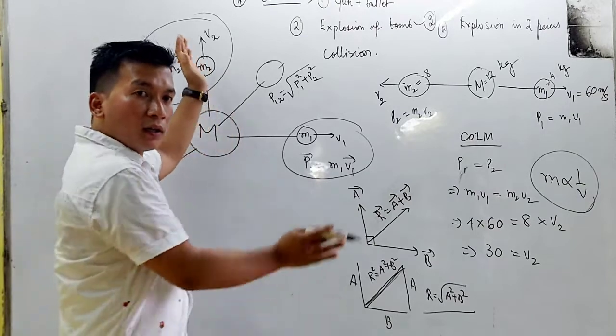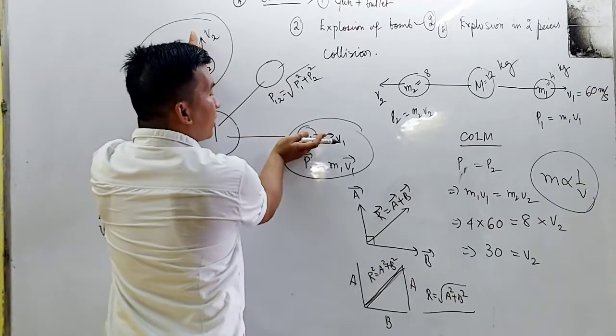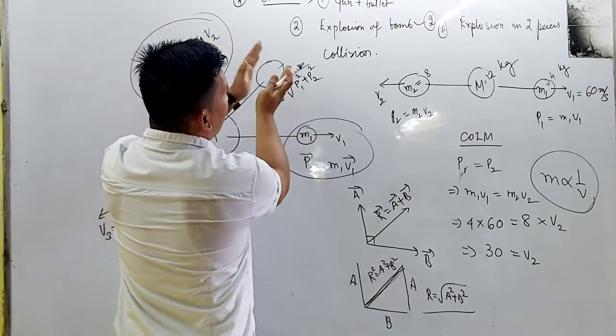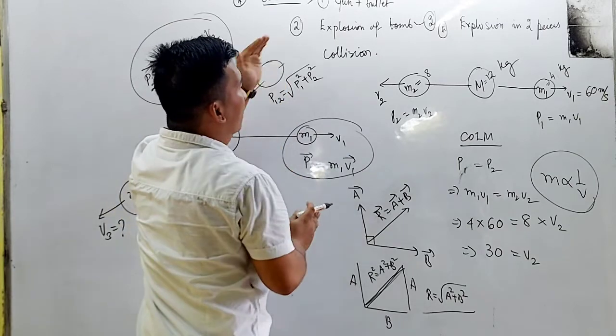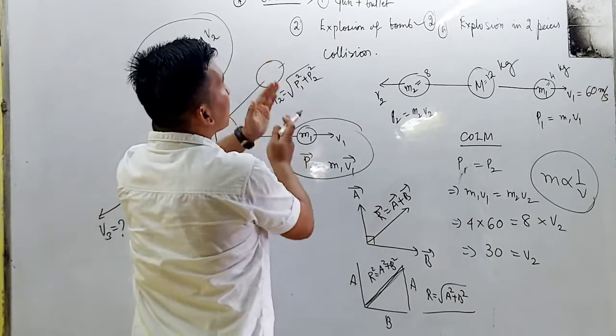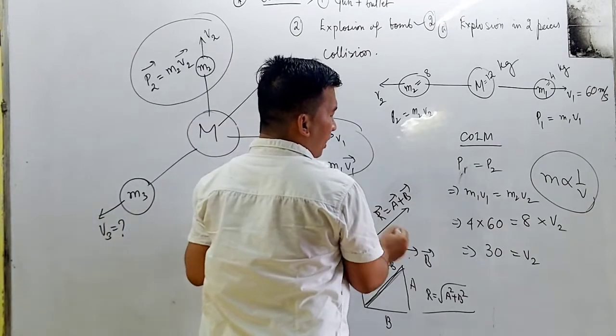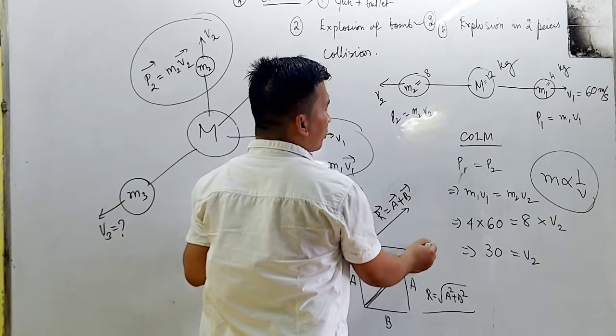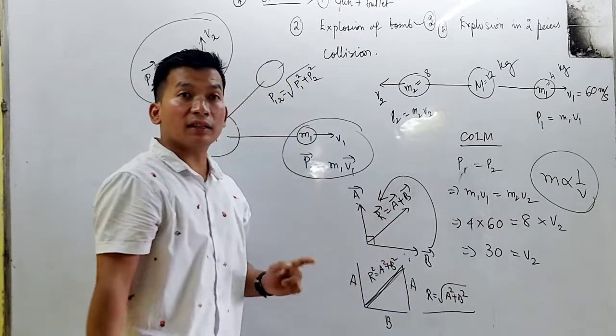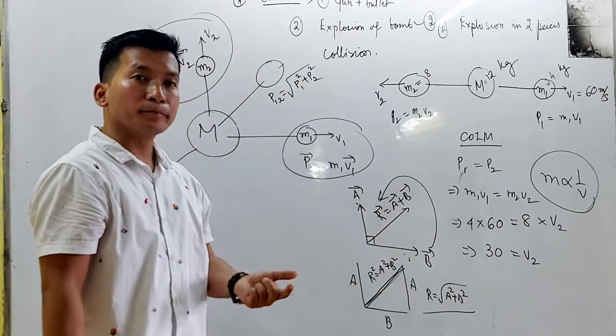This is a vector, this is another vector. When these two are added together, it will produce a third vector, the resultant. If A and B are added together, it will be equivalent to your R vector. Understood?